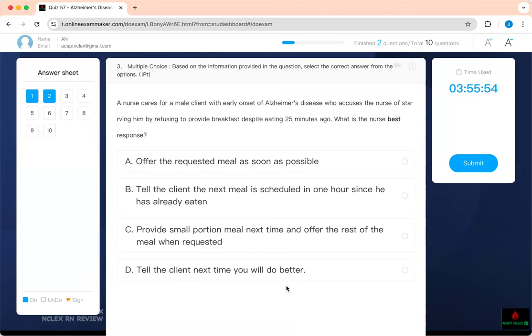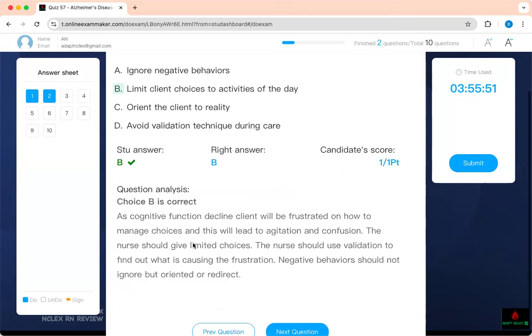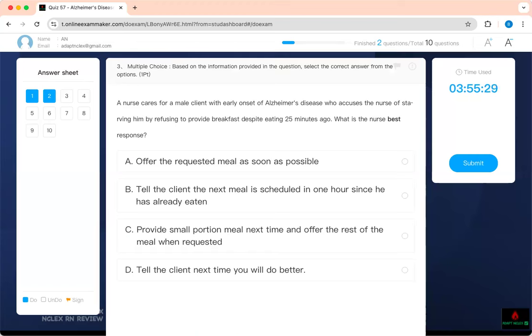And next, so let me show you the explanation. With cognitive function decline, clients will be frustrated on how to manage choices, and this will lead to agitation and confusion. The nurse should give limited choices. The nurse should use validation to find out what is causing the frustration. What is the nurse's best response? A nurse cares for a male client with early onset of Alzheimer's disease who accuses the nurse of starving him by refusing to provide breakfast despite eating 25 minutes ago. What is your best response?